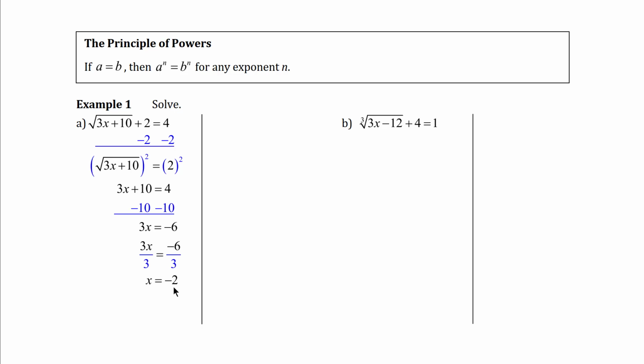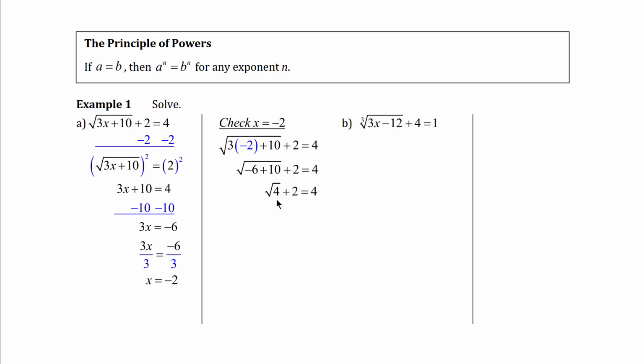The next step here is verifying that negative 2 is a solution to our equation. So we take negative 2 and plug it into the original equation for x. We get the square root of 3 times negative 2 plus 10 plus 2 equals 4. Next, we simplify. 3 times negative 2 is negative 6, and then we bring down all the other terms. So we have the square root of negative 6 plus 10 plus 2 equals 4. Next, we add together negative 6 and 10, which is 4, and then we bring down all the other terms. We get the square root of 4 plus 2 equals 4.